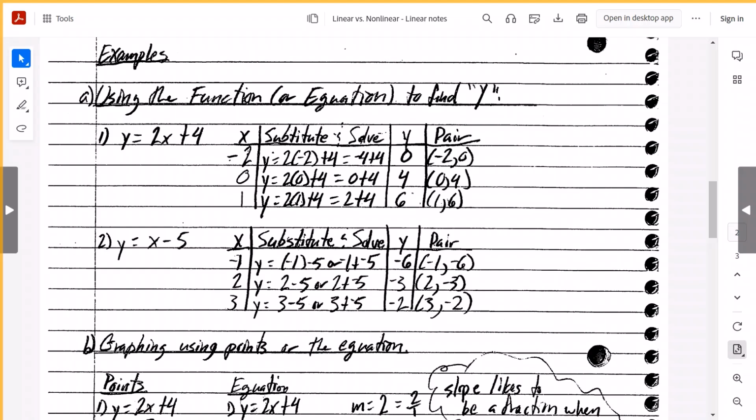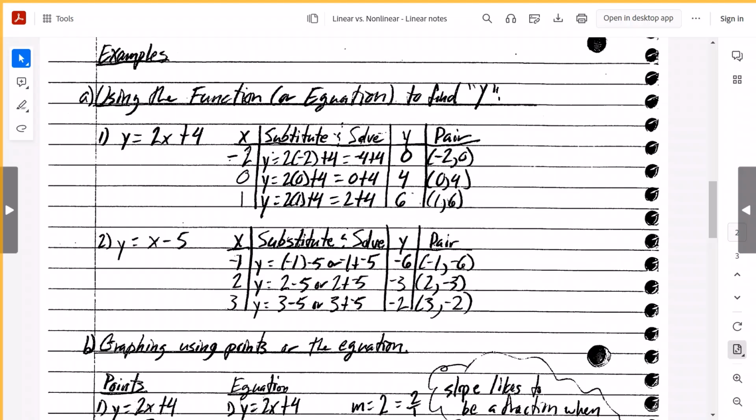Okay. So using the functions to find y, or to find your dependent variable. Again, it's called dependent because it depends on what happens to the x variable. Catchy, right? Remember, the dumber it sounds, the more you'll remember it. Just the way it goes.